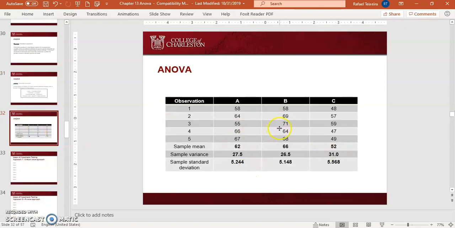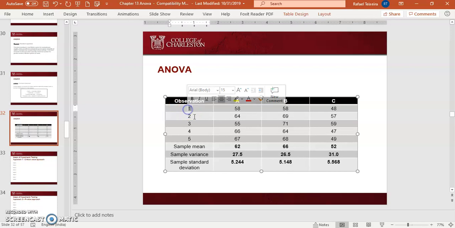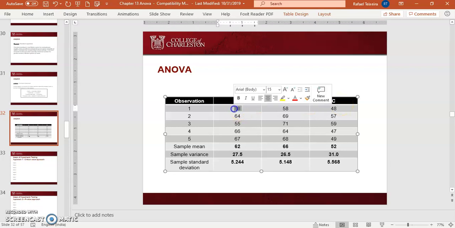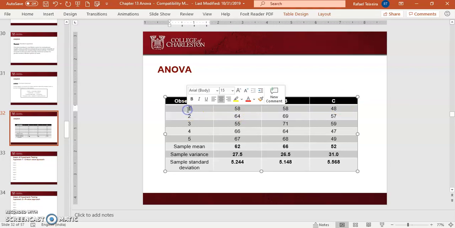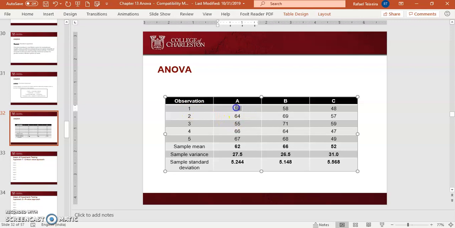So here is the data. Here are workers 1, 2, 3, 4, and 5, and this is each one of the methods. This is how many filtration systems employee 1 produced in group A. This is how many filtration systems employee 1 of group B produced, and so on. So this is how many filtration systems were produced by each one of the 5 employees in each one of the A, B, C methods. Again, we have 15 employees.